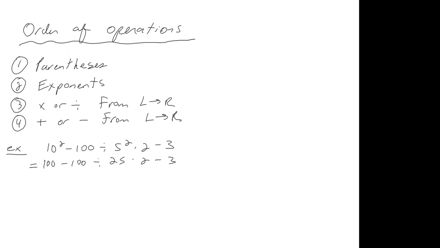And now it looks like I'll do multiplication or division from left to right. The first multiplication or division I come to from left to right is this division right here. So I'll do that. 100 divided by 25 is 4. Now let's do the multiplication. Now I subtract 92 minus 3, which is in fact 89, which is what I was seeing as the most common answer. All right. So that's kind of a highlight there on order of operations.